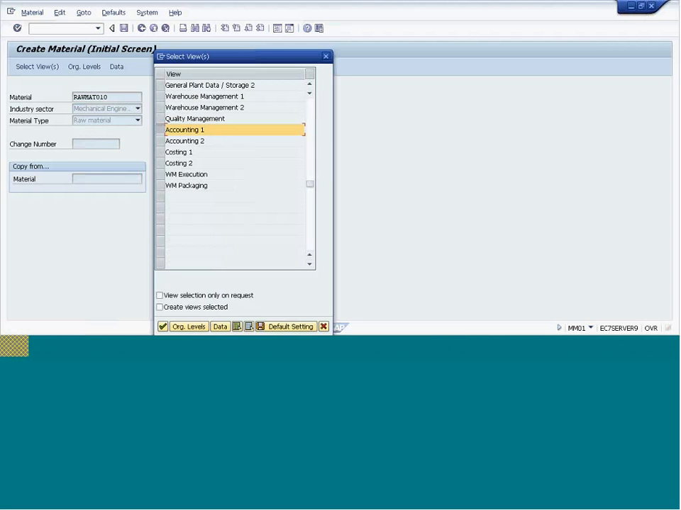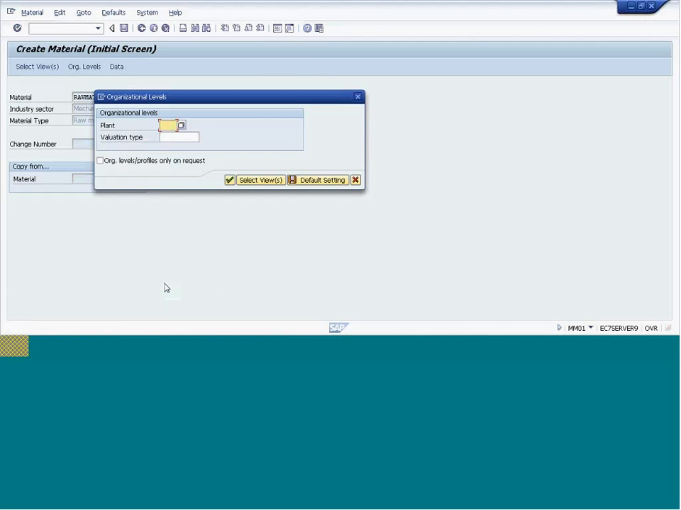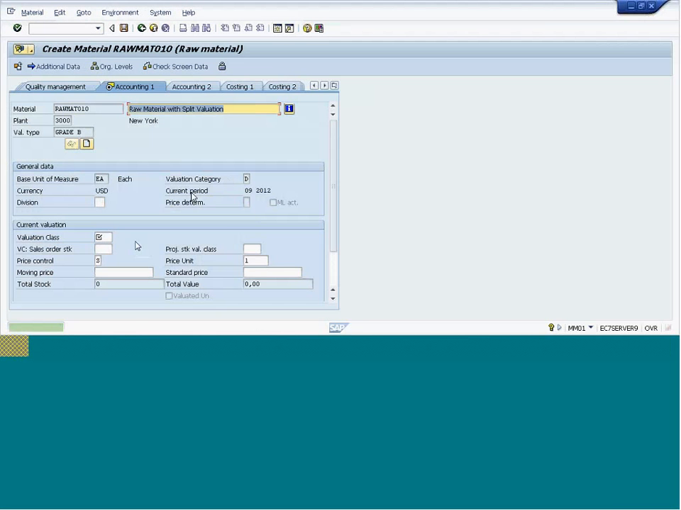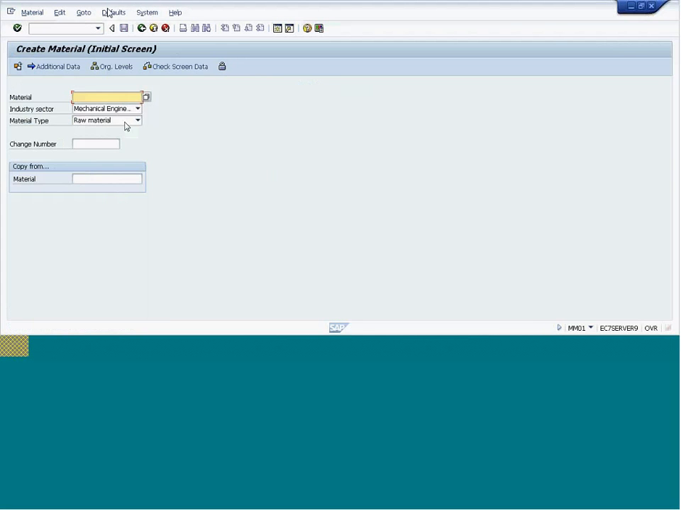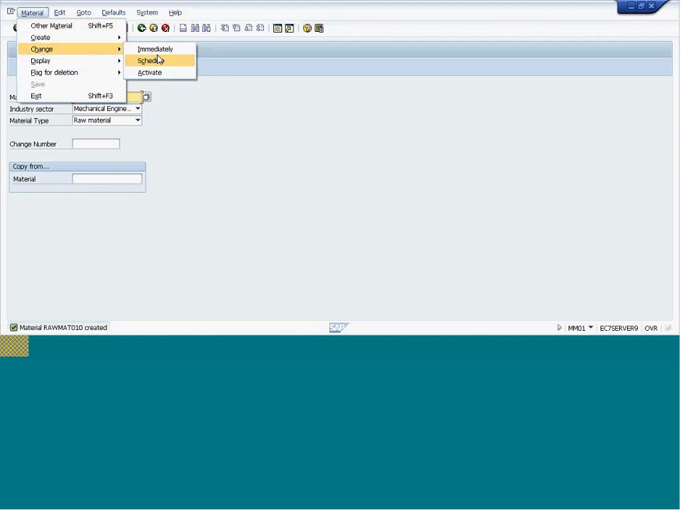For accounting, go here and say 3000, then let's put B here. Then go inside, and now let me give a moving average price, so $50. Right. So now this material is a split valuated material. Do you understand that? Yeah.